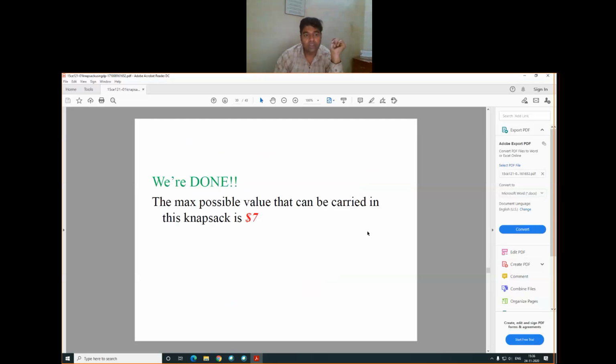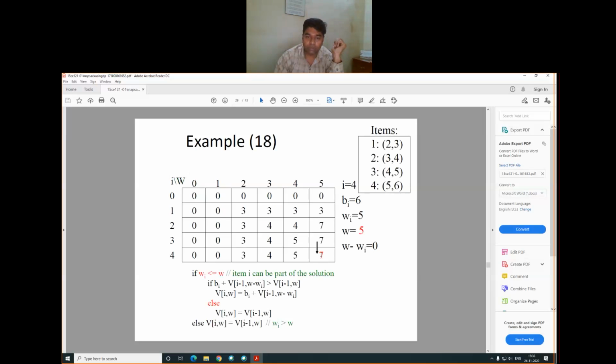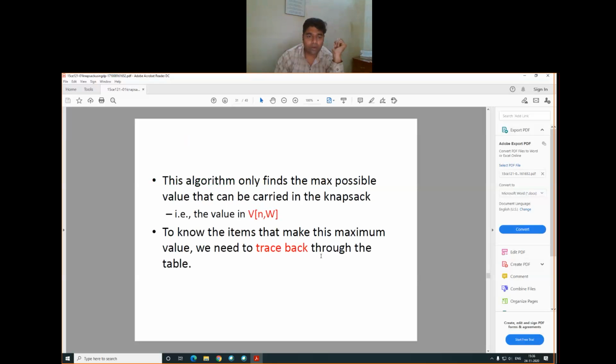Okay. Next, we are done, and the maximum possible value that can be carried in the knapsack is with the benefit of $7 or rupees 7. Okay, maximum is what, it occurs as 7. Okay, so this algorithm finds the maximum possible value that can be carried in the knapsack.